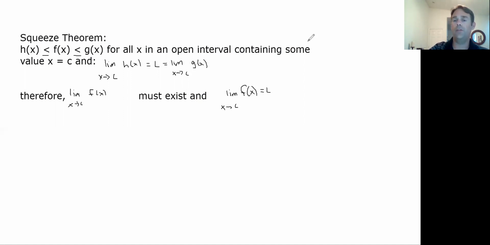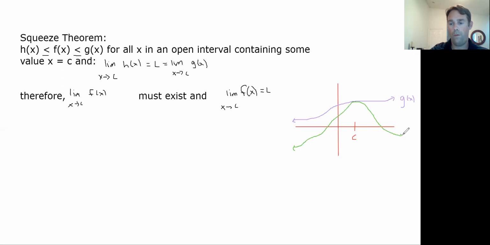In other words, let's take something like this. See if I can graph this a little to show you what's going on here. For some value x equals c, let's say I have some h of x. Well, I'll make this g of x here. There's g of x. And we'll make this one h of x right here. And then I have some f of x in between them, and it's always in between or equal to them.